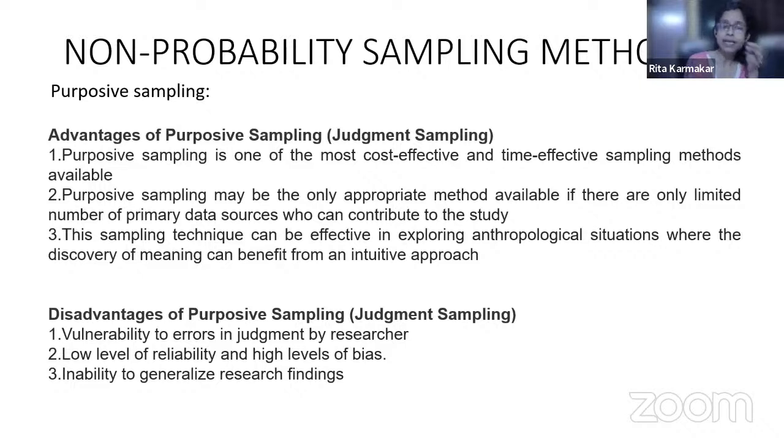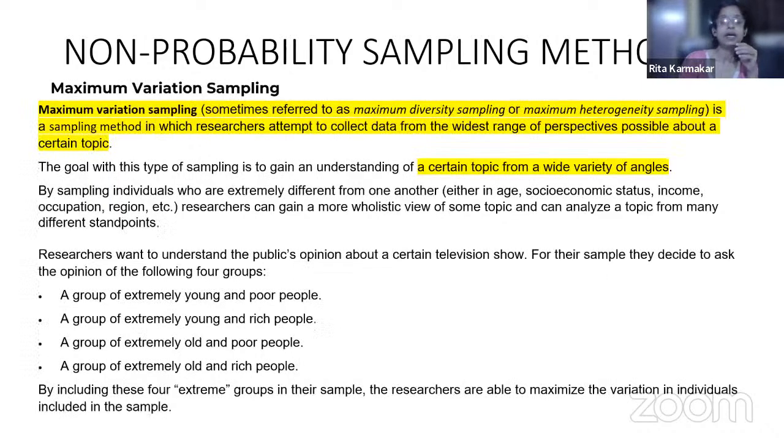The disadvantage is again the main one, as I said: non-randomness, inability to generalize, and the vulnerability that the researcher can be biased. So the sampling error may go very high.